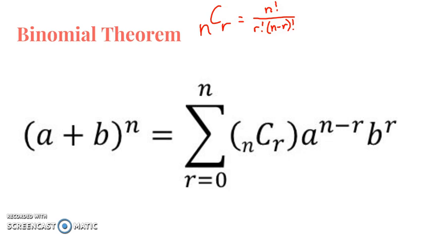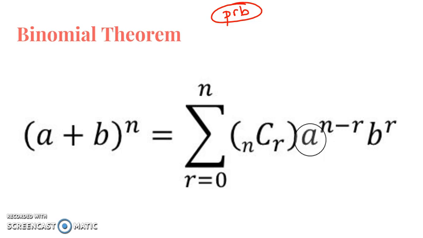N choosing r also means, hey, there's a button on your calculator that you can use to figure that out. The button on your calculator is under the PRB. You'll have to click on that button and then you'll be able to scroll over to find it. And then I've got an a to the n minus r power and a b to the r power. Whoa, that's a lot of stuff there.